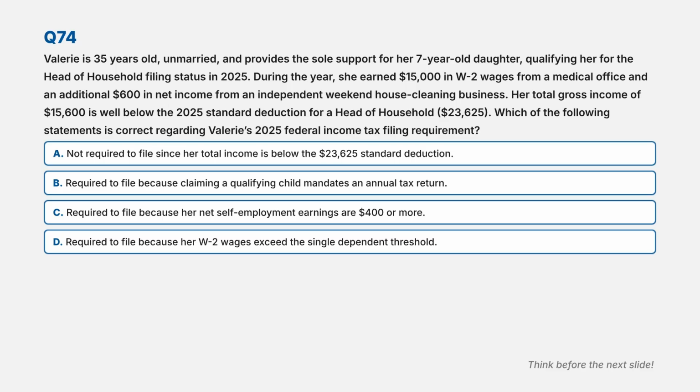A. Not required to file since her total income is below the $23,625 standard deduction. B. Required to file because claiming a qualifying child mandates an annual tax return. C. Required to file because her net self-employment earnings are $400 or more. D. Required to file because her W-2 wages exceed the single dependent threshold.